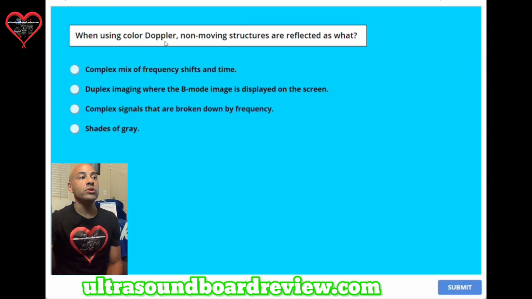Question 18. When using color Doppler, non-moving structures are reflected as what? A, complex mix of frequency shifts and time. B, duplex imaging where the B mode image is displayed on the screen. C, complex signals that are broken down by frequency. Or D, shades of gray.